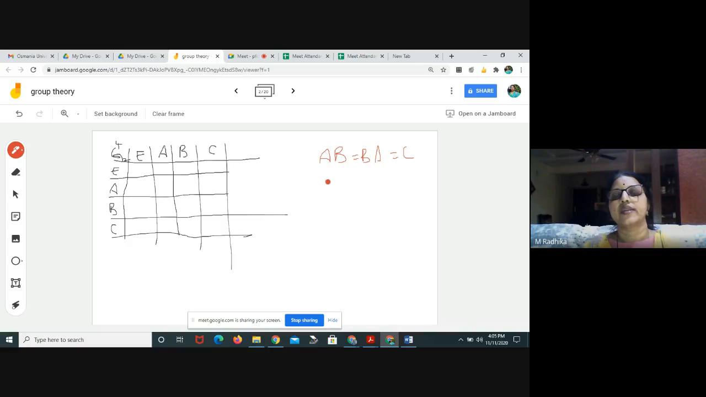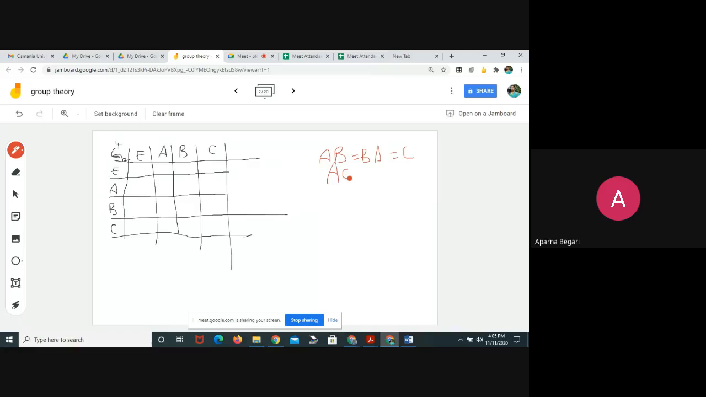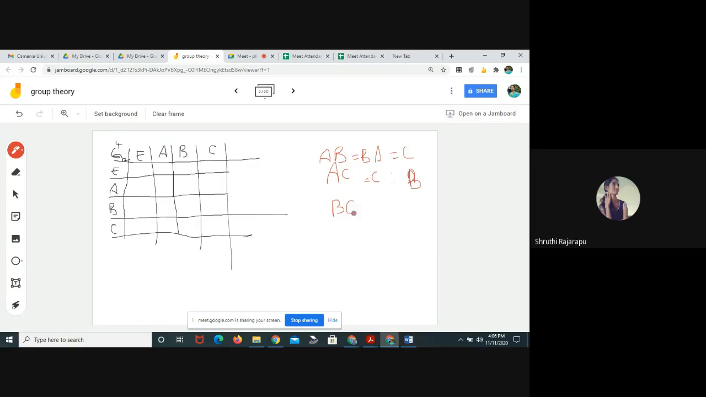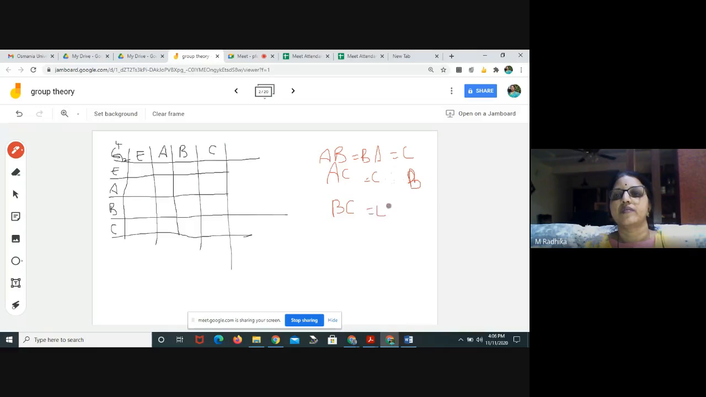Then what is the other thing I said? A into C or C into A is equal to B. Yes, so this will be B. Now the last one I said, B into C is only changing, B into C is equal to CB, which will be equal to identity.